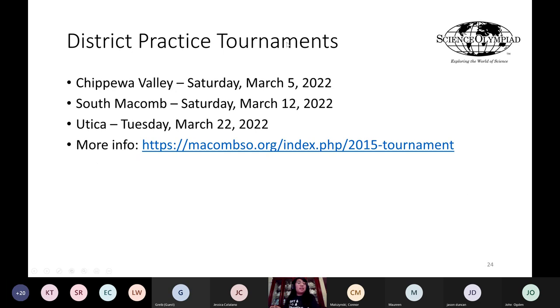And there are three different practice tournaments that are tentatively scheduled. I believe the schedule can change depending on many factors, but these are the dates that are stated right now. Chippewa Valley's practice tournament, March 5th, South Macomb School District's March 12th, as well as Utica, March 22. This is going to be a practice run through of the event with the same materials. There's going to be those papers given to them and a fictional crime detail through a paragraph at the beginning of these test papers. And they have a chance to go through a practice session before the actual tournament. I highly recommend, if you haven't signed up for one of these already, to sign up for one. And you'll see me at most of these. I'll be the one running them. More information can be found at this website.